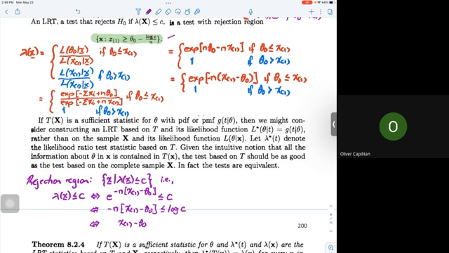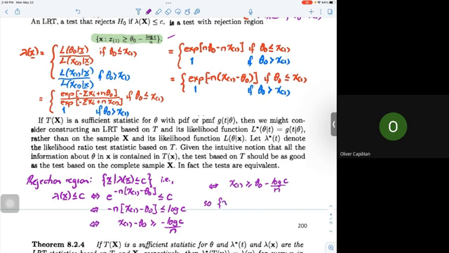Nag-multiply tayo, so the sense of inequality is being reversed. Negative log of c over n. So if and only if we have here x sub quantity 1 is greater than or equal to theta sub 0 minus log of c over n. Okay?